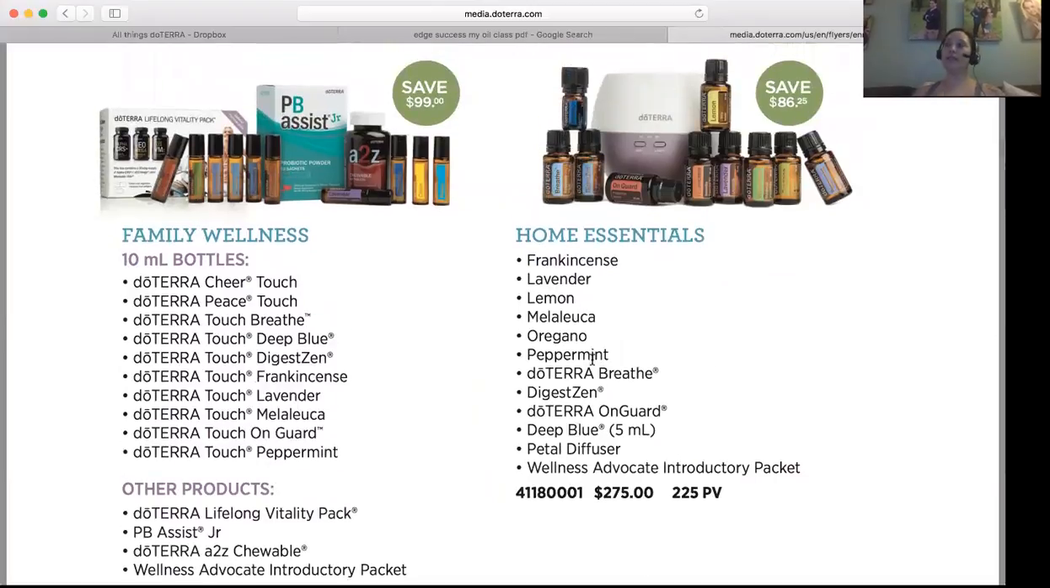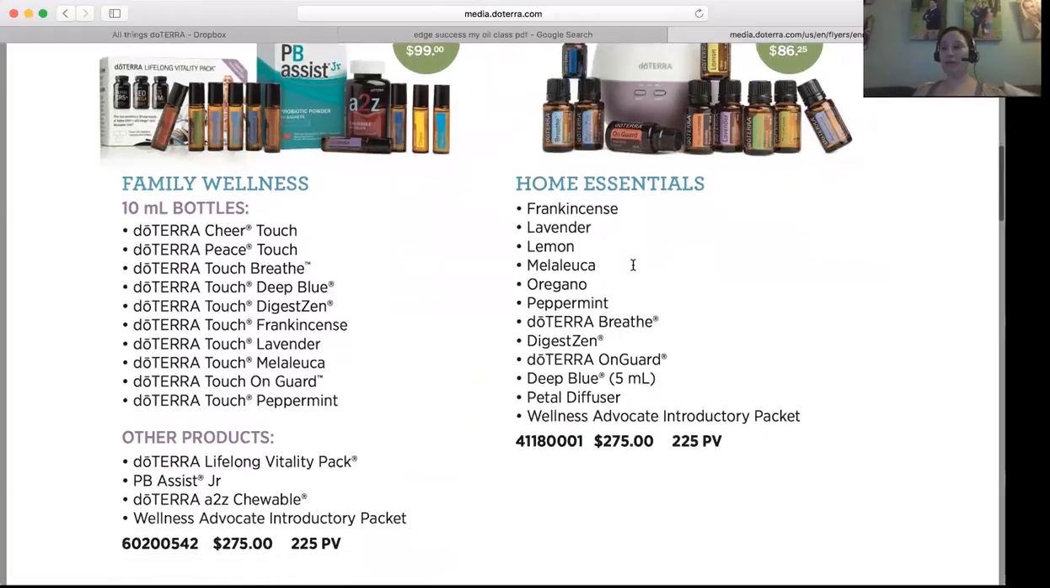The Home Essentials kit is one of my personal favorite kits because it covers your whole bathroom cabinet. You have your frankincense that, if you're ever in doubt, frankincense, it does everything. Immunity, brain function. It's great for aches and pains. It's great for scars and skincare. And I could go on and on. It's one of my favorites.